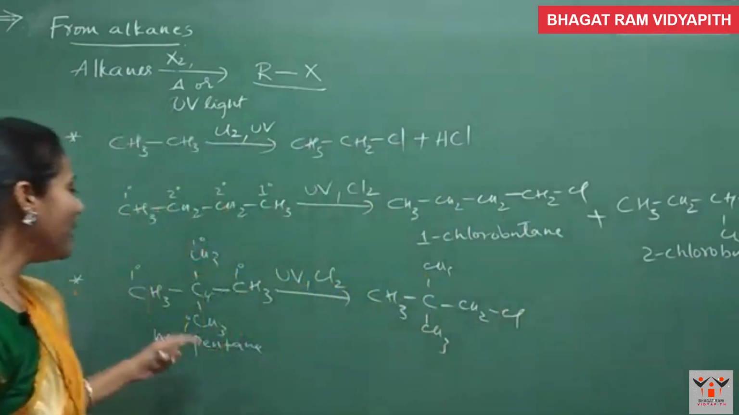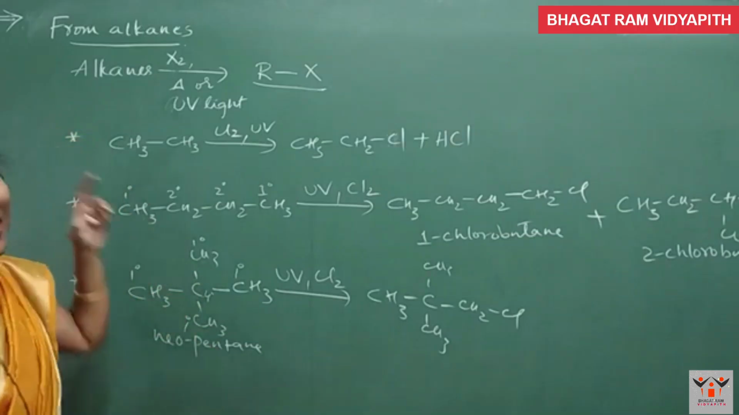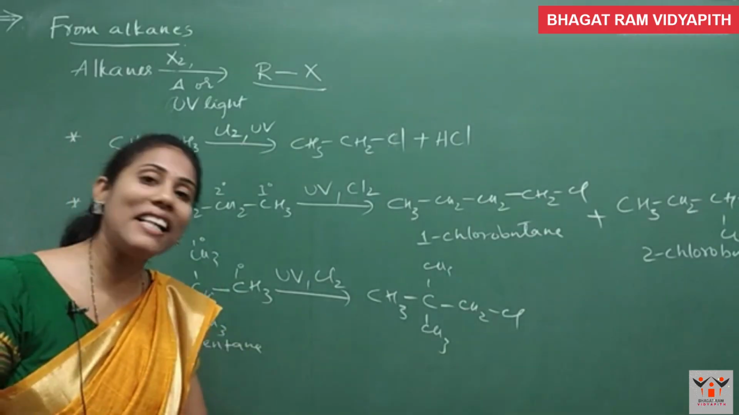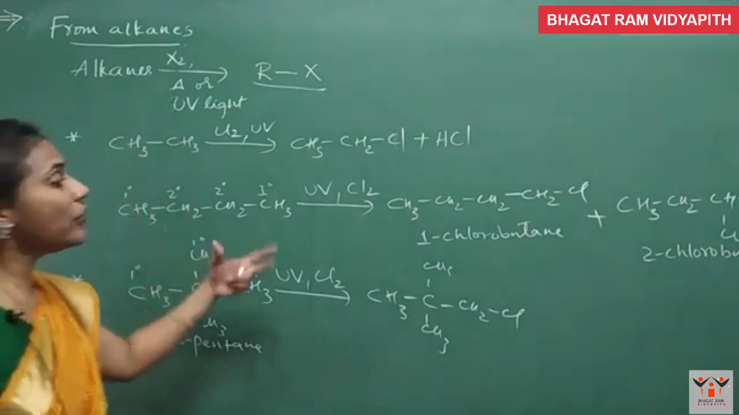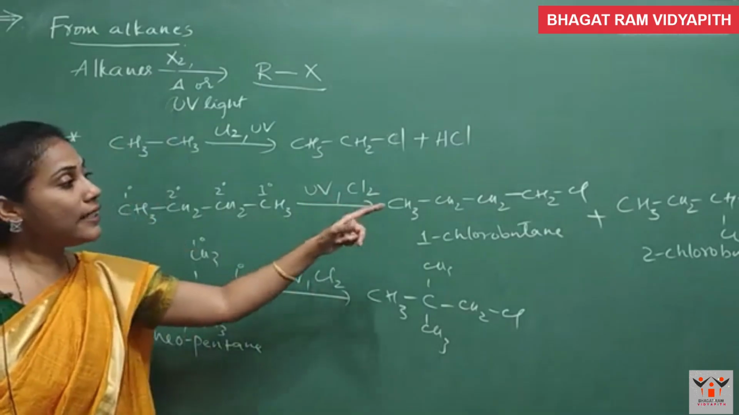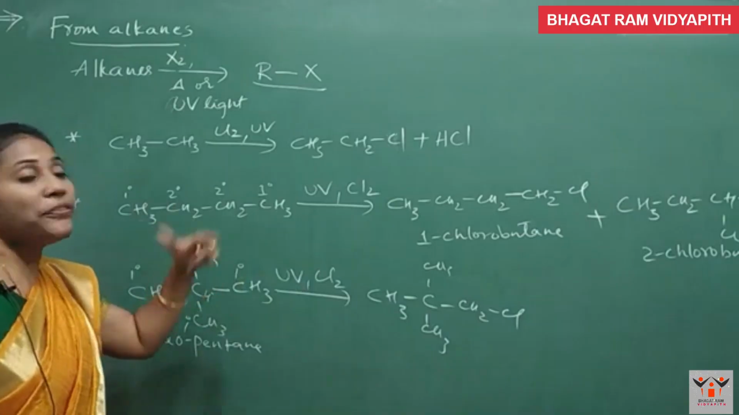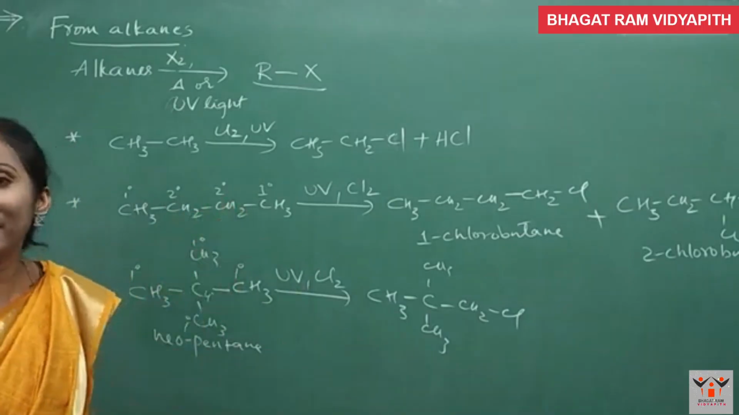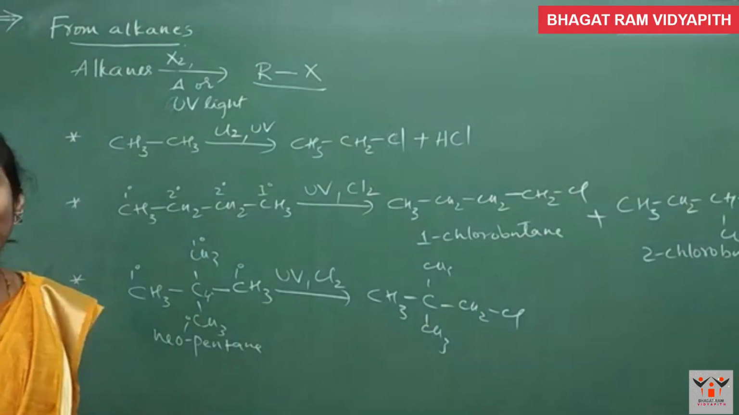So this way you will have to write the product, preparation of alkyl halide from alkanes. So very important. Whenever you are going to get isomers, you will have to be very careful. You will get a number of isomers equal to the number of different types of hydrogen that you have in an alkane. So that is all about preparation from alkanes.